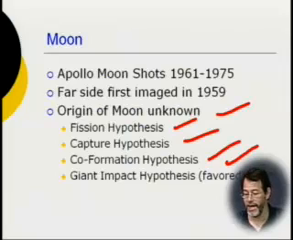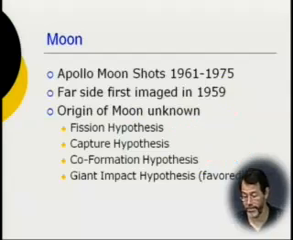Tremendous collision. And based on that impact, there was debris, lots of debris, and part of the debris formed into the moon, and the rest of it congealed into the combined Earth. And that is favored currently, that we hit something Mars-sized 4.5 billion years ago.